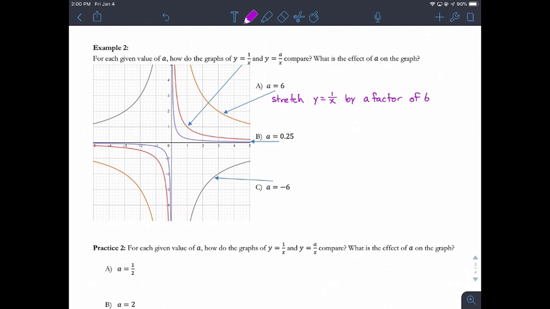Let's look at b, where a equals 0.25. 0.25 is between 0 and 1, and says that we're going to have a shrink by that factor, according to the table above. We can see that because here's the line that we're looking at on this one. You see how it's actually lower and closer to that 0? That's because we're actually shrinking it. So here we're going to shrink y equals 1 over x by a factor of 0.25.